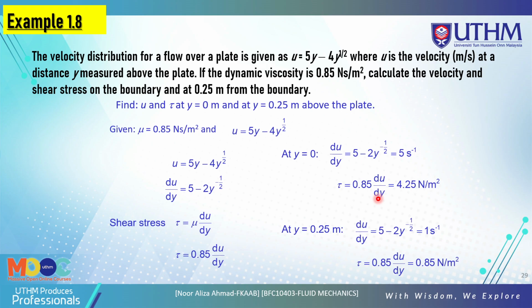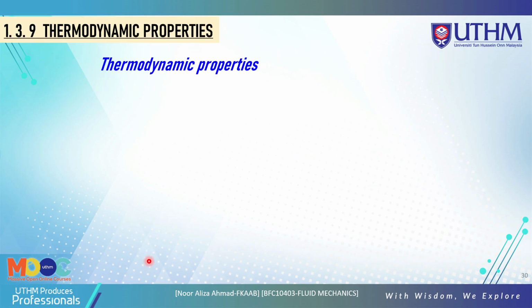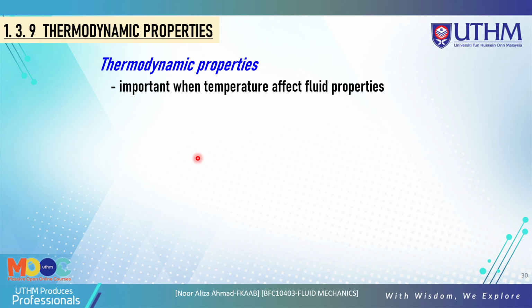Using the velocity distribution given, from U you change to du dy. After you change, you can get the shear stress. Now we look at the thermodynamic properties. Thermodynamic properties are important when temperature affects fluid properties. For the ideal gas law, we use P times the volume is equal to nRT. So this is thermodynamic properties.